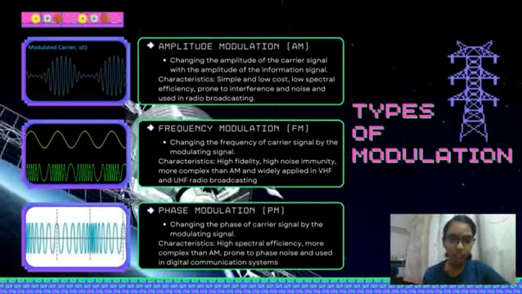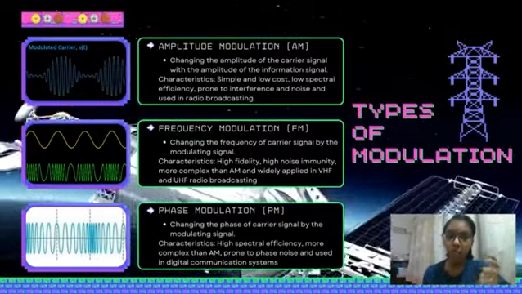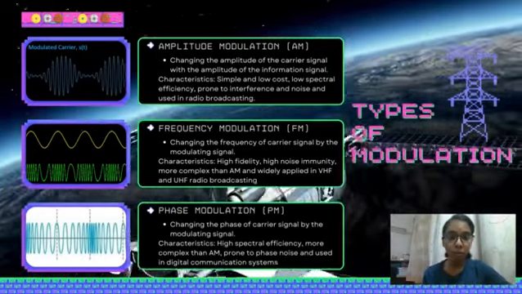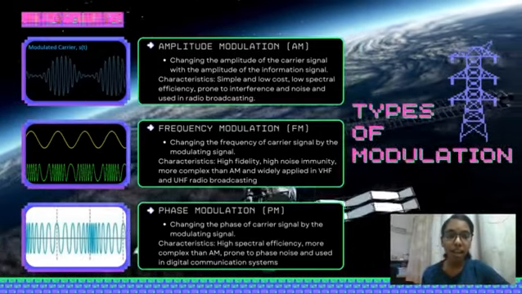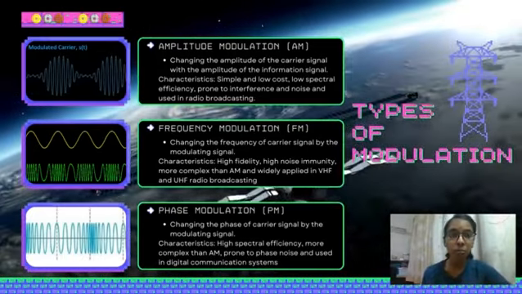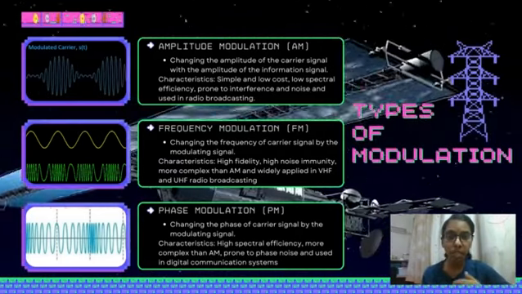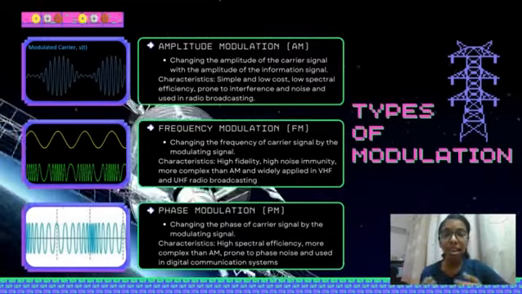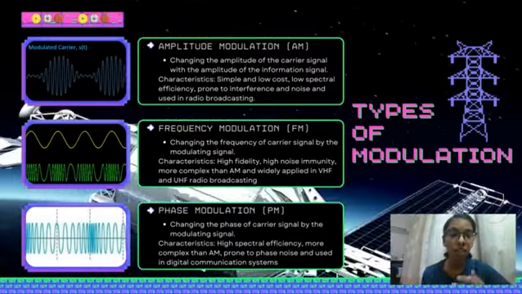Next is FM modulation. FM stands for frequency modulation, which means that the frequency of the carrier signal is changed by the modulating signal. FM has high fidelity and high noise immunity, but it is more complex than AM. FM is widely applied in very high frequency and ultra high frequency radio broadcasting.